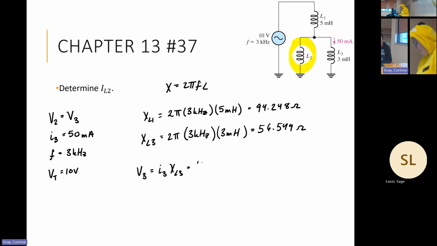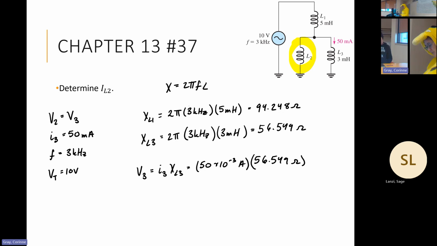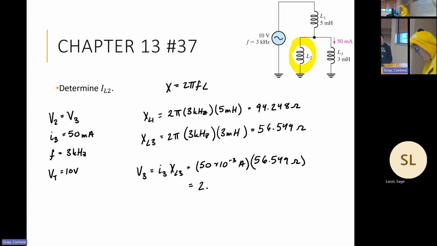So I'll have 50 times 10 to the negative 3 amps times my 56.549 ohms. Taking that and plugging it in, I got that my voltage value across L3, which is also across L2, is 2.8274 volts.